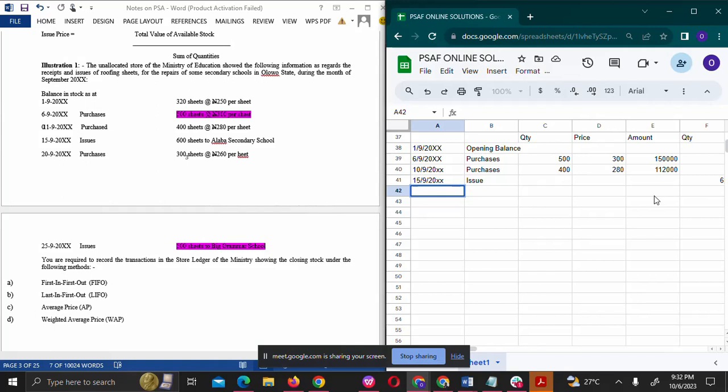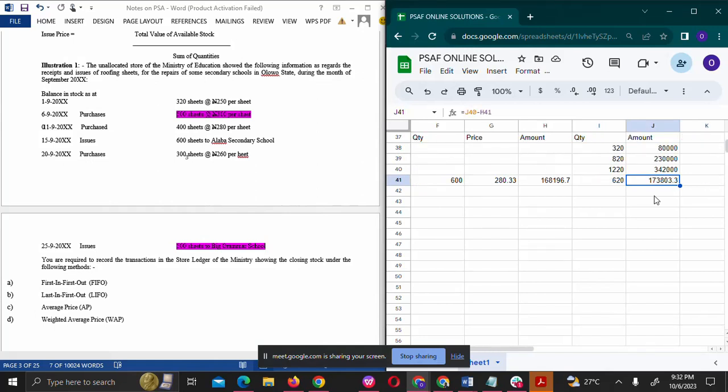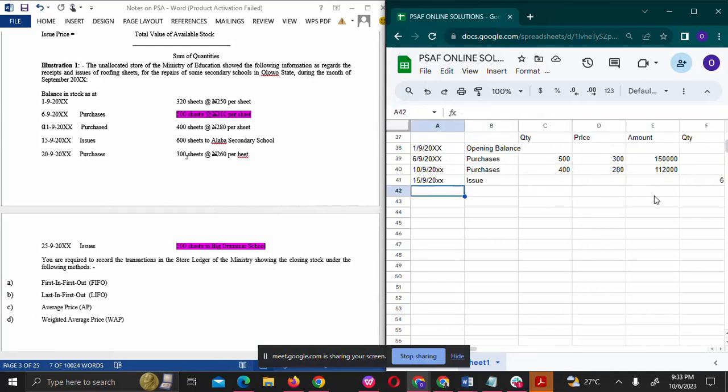Just help recap, please. Yes. The issue price has always been a bone of contention. For the issue price, what you are doing is the total amount divided by the quantity to get your new issue price. That will be 342,000 divided by 1,220, and that gives you 280.33. You multiply that by 600, and you have 168,196.7.